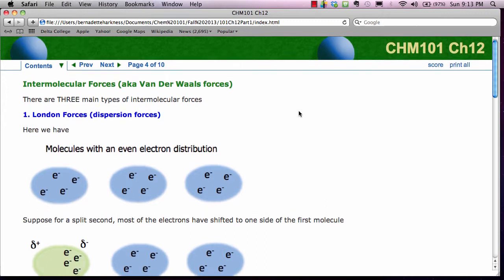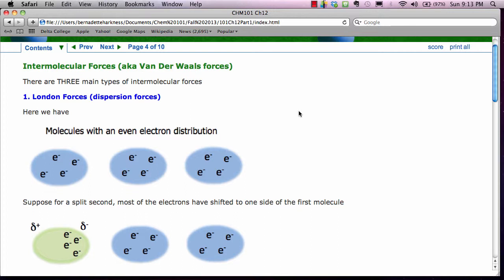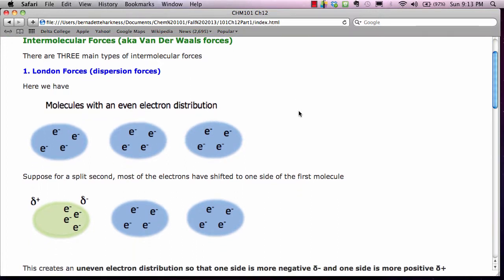So there are three types of intermolecular forces. These are also called van der Waals forces. And we'll just go slow. The first type is called dispersion forces.